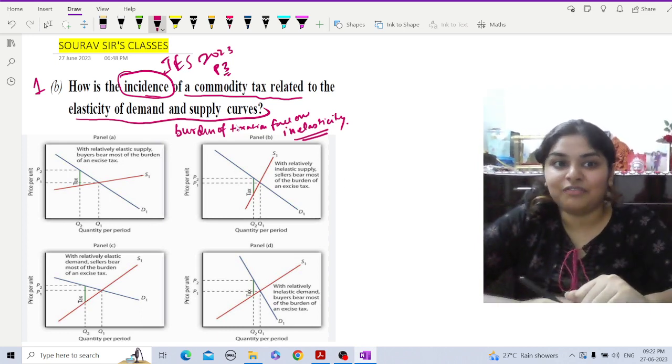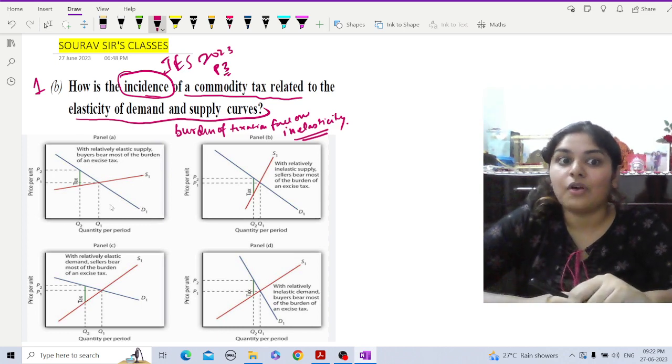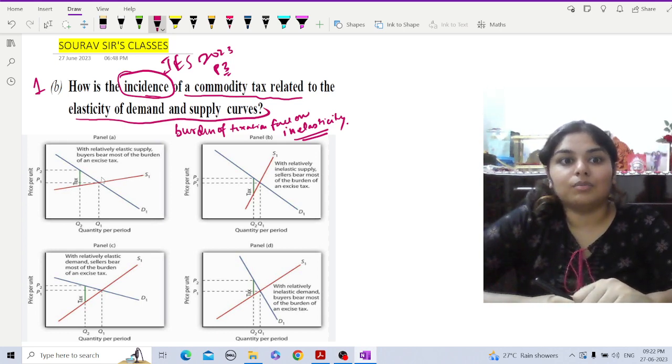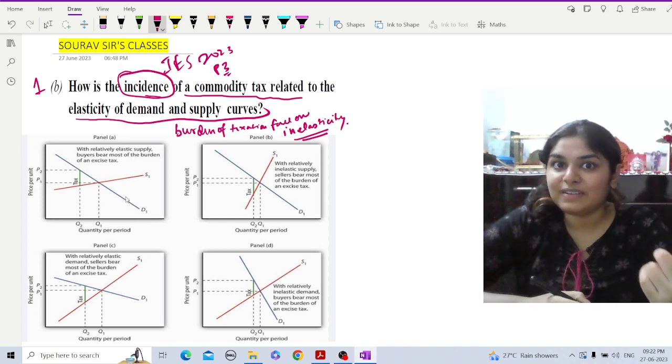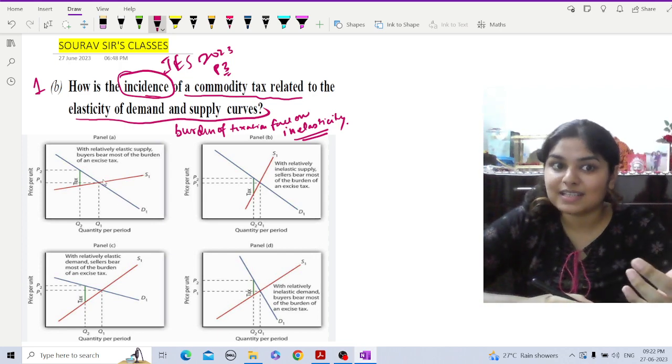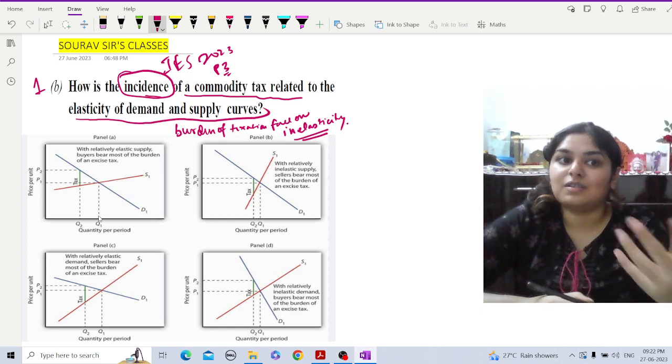So let us have a look at the figure here. In panel A, it is very clear that the supply curve is relatively elastic, whereas the demand curve is less elastic than that. So the tax burden will lie on the buyers. Why? Because supply is elastic, demand is comparatively inelastic. So if the price increases, the demand will fall less, it will be less responsive.